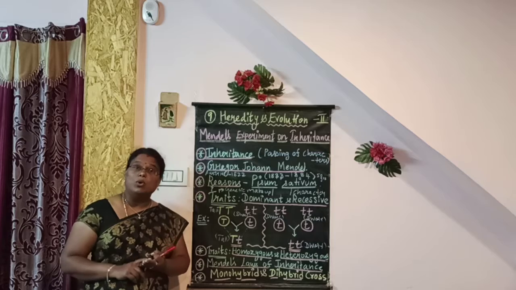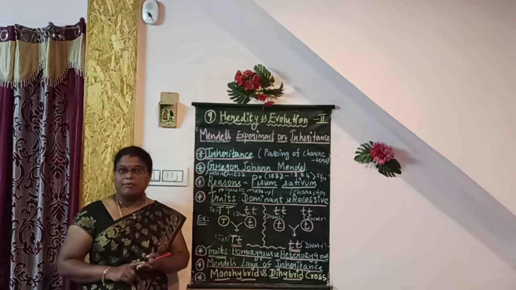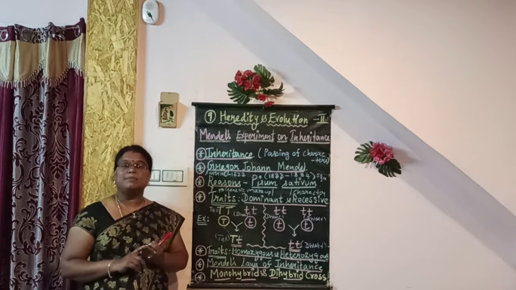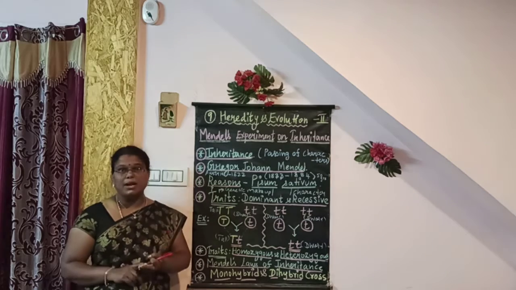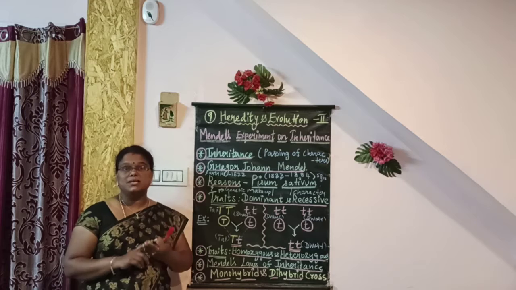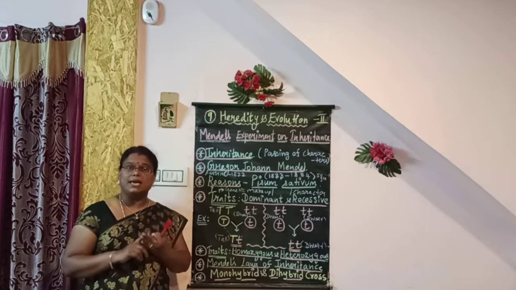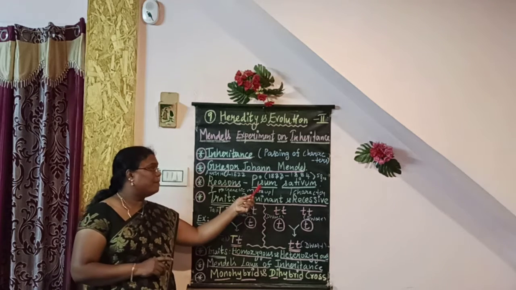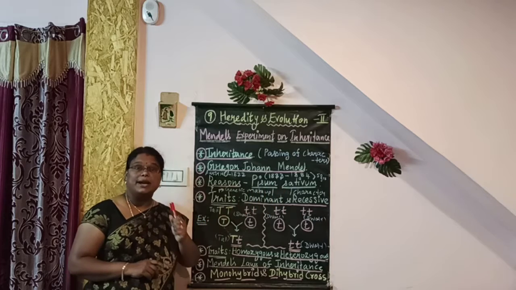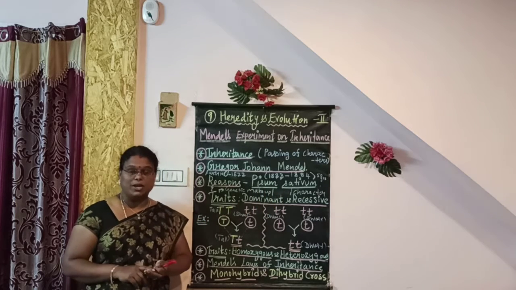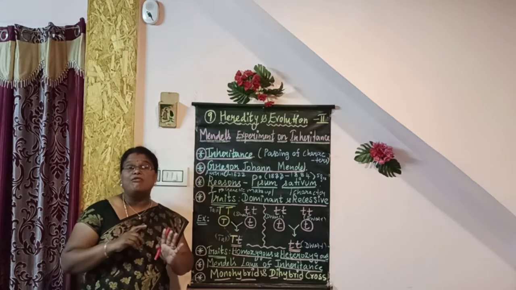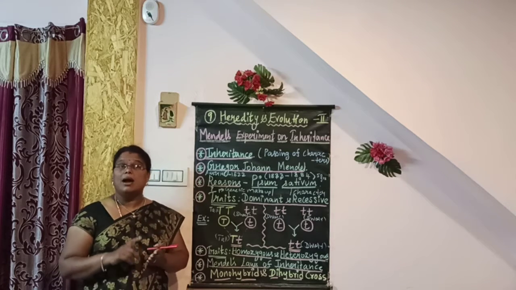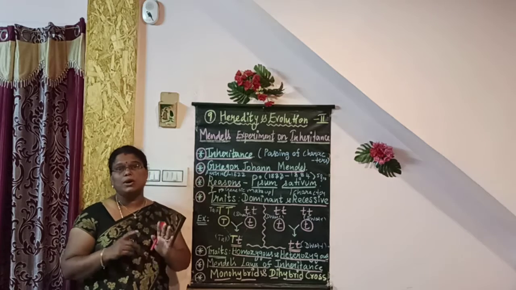Bisexual means both male reproductive part and female reproductive part are present in the same flower, that is male reproductive part is stamen, female reproductive part is pistil, both are present in the same flower. So the flower of Pisum sativum or garden pea plant is bisexual. So because of the bisexual character, self-pollination can be easily done, and also cross-pollination can be done.